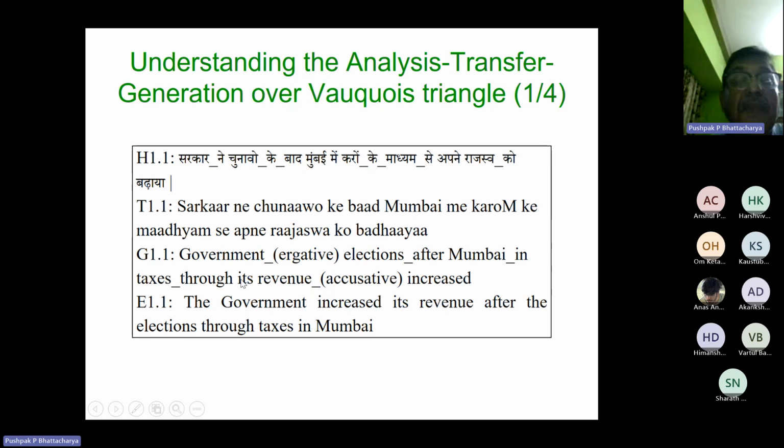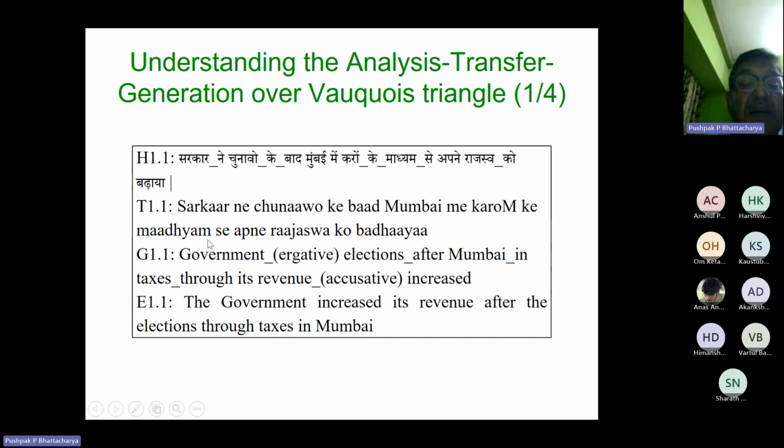It helps a non-native speaker of the language to relate to the words and phrases in the source language. So gloss plays a very important role. Make sure you give all the four forms given a non-English sentence. And then comes E. E corresponds to English. H Hindi, T transliteration, G gloss, E English. So the government increased its revenue after the elections through taxes in Mumbai.